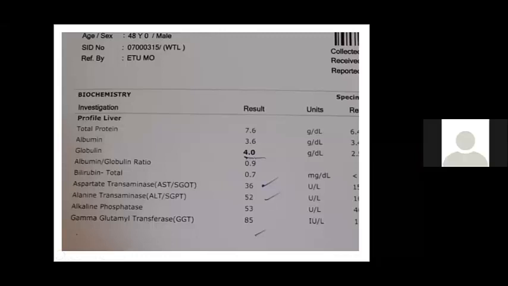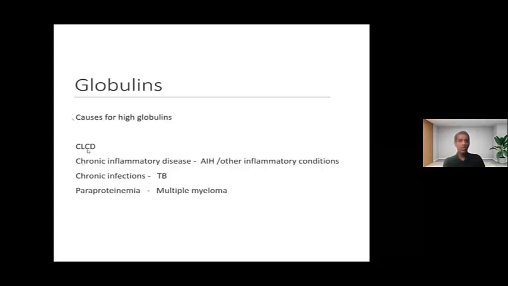Yes, sir. All right, thanks. So what are the causes of high globulin? As I told you, chronic liver cell disease is one cause, a very common cause. And chronic inflammatory diseases like autoimmune hepatitis or other inflammatory conditions like sarcoidosis, tuberculosis, and those things. In addition, you should remember that there are some sinister pathologies like multiple myeloma that can also give rise to high levels of globulin.